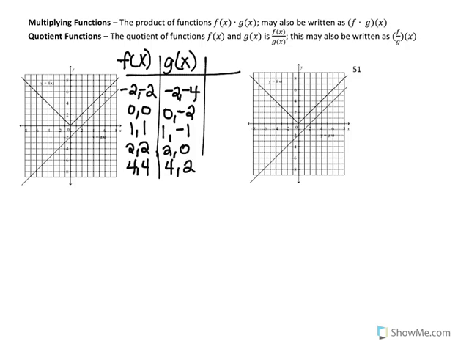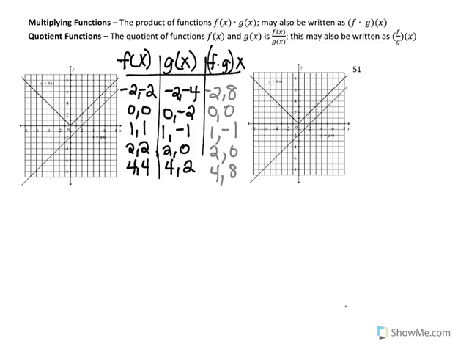Okay, so we're going to do f times g of x. So we're going to multiply our y values together. So our -2 stays the same, and then we have -4 times -2, which makes +8. 0 stays the same, -2 times 0 is 0. 1 stays the same, -1 times 1 is -1. 2 stays the same, 2 times 0 is 0. 4 stays the same, and 4 times 2 is 8.